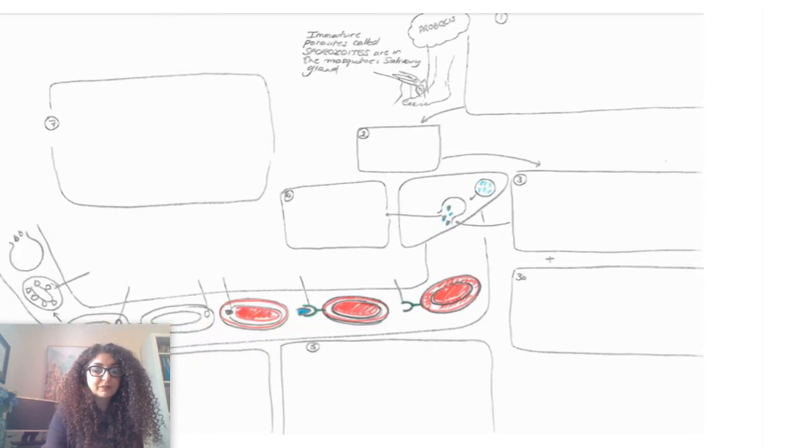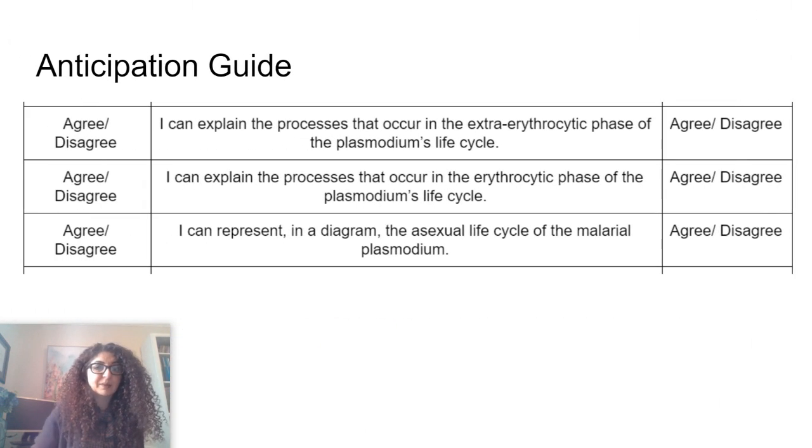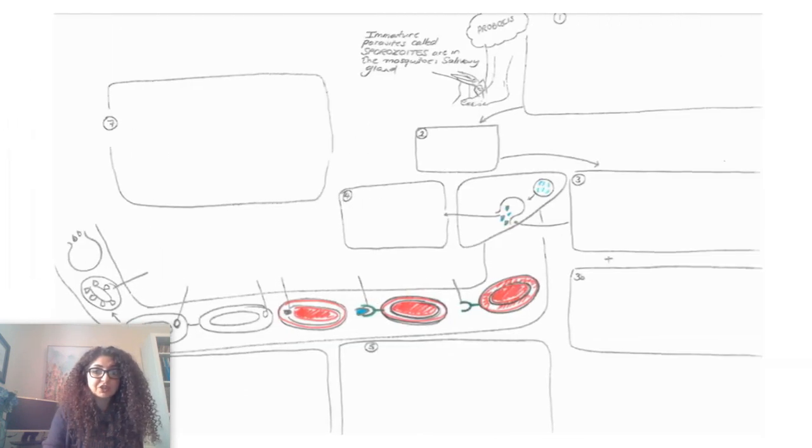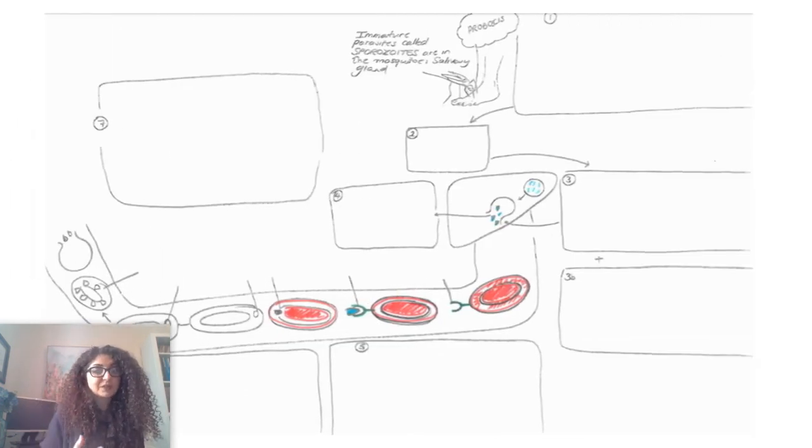Now, the last statement we've got: I can represent in a diagram the asexual life cycle of the malarial Plasmodium. If you were to draw this particular structure, are you able to do that just to relay the phases of the asexual life cycle of that Plasmodium? If you can do that, then you have been able to cover all of those particular points.